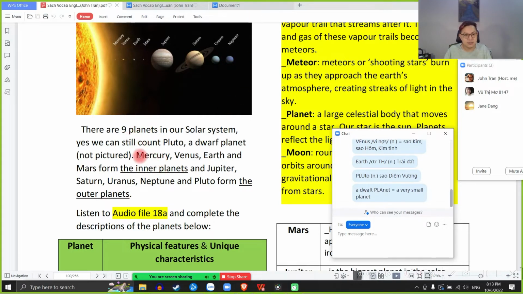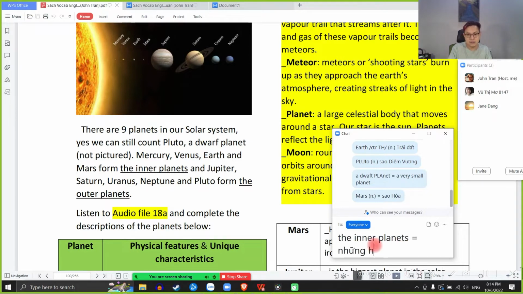Mercury, sao nó gọi là sao thủy, Mercury. Venus hay còn gọi là vệ nữ, từ biểu tượng tình yêu á. Venus is the symbol of love, of course, the symbol of love. So Venus sao kim, sao hôm, sao mai, nó là một thứ thôi. So Earth, trái đất. And Mars is of course sao hỏa. Form the inner planets, nó tạo thành the inner planets, những hành tinh vòng trong.